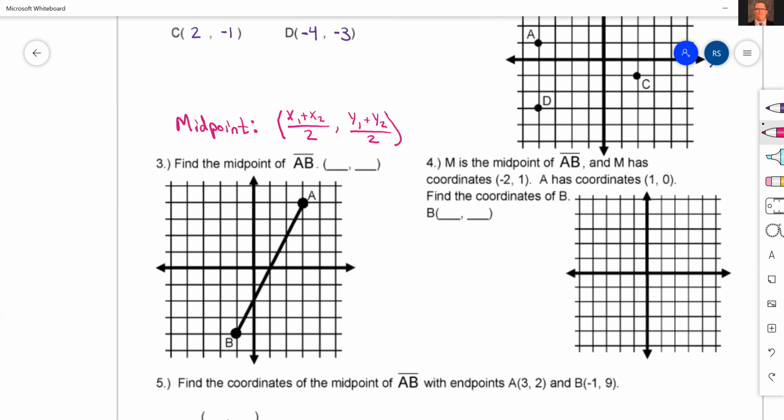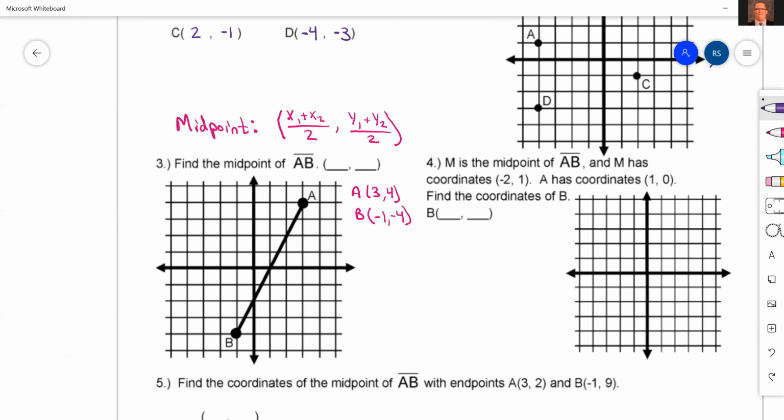So what are our coordinates for A? A is at 3, 4. So let's make note of that. A is at 3, 4. What about B? B is at -1, -4.